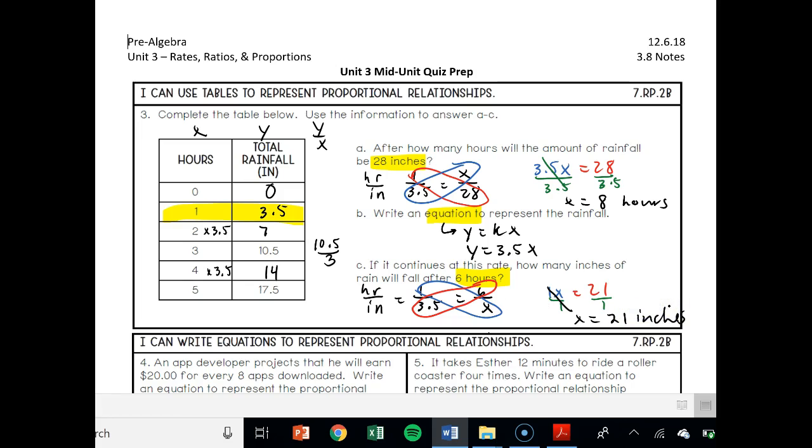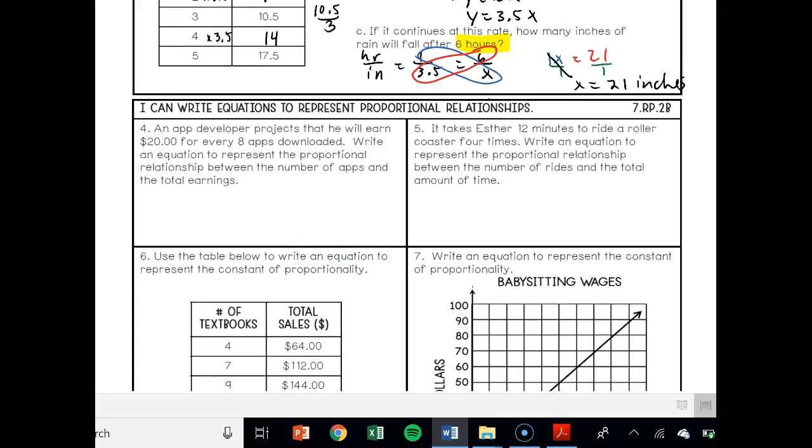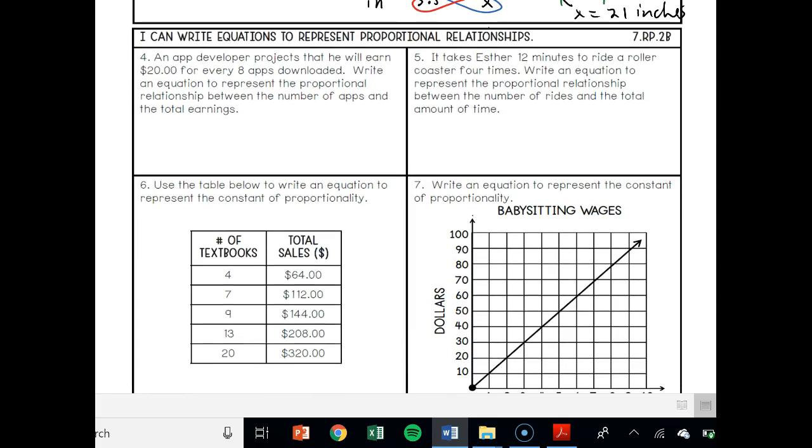So a problem like number 3 could definitely pop up on tomorrow's quiz. Knowing this back and forth, how to work with a table, how to set up your ratio as proportions, and writing an equation from it is an important tool to have, okay? Moving on, I can write equations that represent proportional relationships.